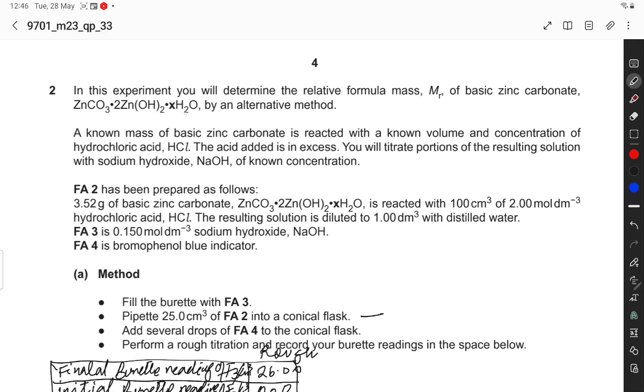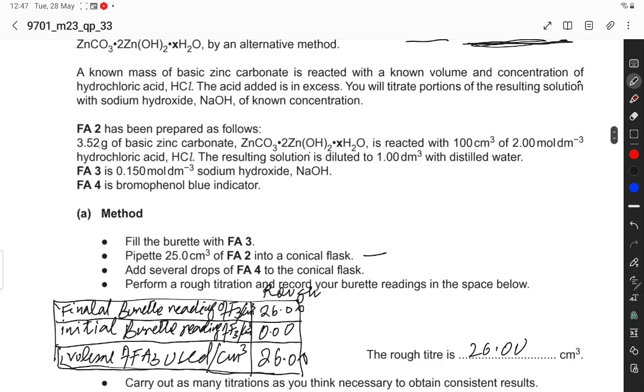In this experiment you will determine the relative formula mass MR of basic, same question basic, but in this question basic zinc carbonate, using MR by an alternative method by reacting this compound with HCl. A known mass of basic zinc carbonate is reacted with a known volume of concentrated hydrochloric acid. The acid added is in excess. You will titrate portions of the resulting solution with sodium hydroxide of known concentration.